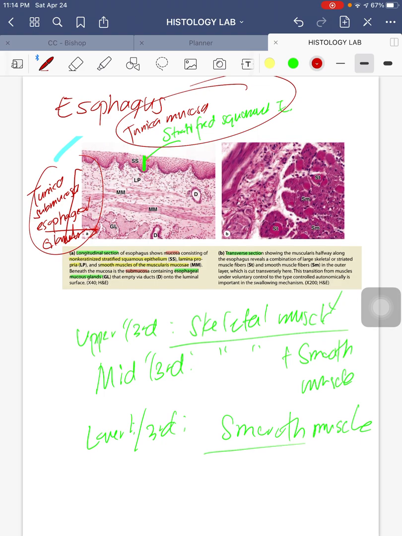See here in the picture beside, you will see a mixture of smooth muscle and skeletal muscle. SM is smooth muscle fibers according to Junqueira, and ST is skeletal striated muscle fibers. Therefore, we can assume that this is the mid 1/3 of your esophagus.